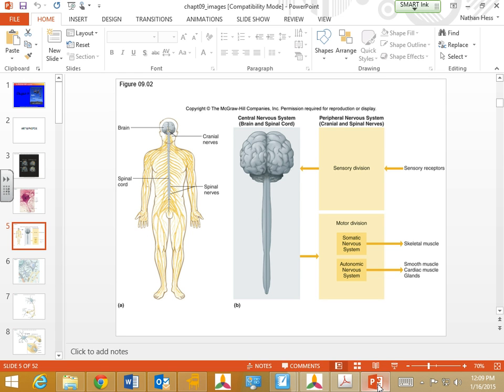The sensory division is taking information to the brain, whereas the motor division is taking the signal from the brain away to do something with, right? To move, to provide some sort of action. Okay? So those are our pieces for that.